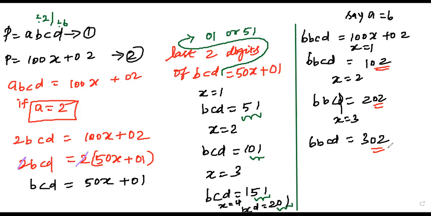Let's take only the unit digit from this. What if you substitute 100? You will get this only. Let's take only the unit digit. The unit digit of 6BCD is 2. I'm taking only the unit digit, the last digit. We'll always have 2 only from this.